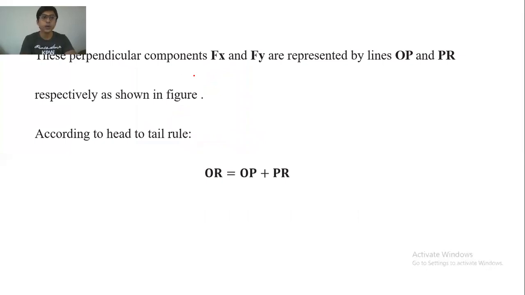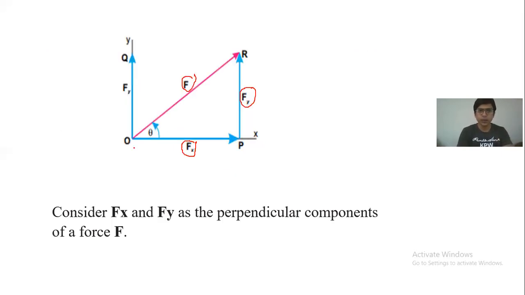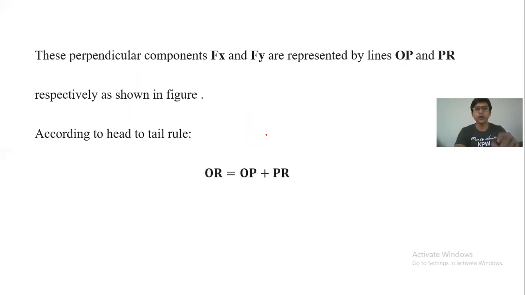Now the perpendicular components are represented by lines OP and PR respectively, as shown in the figure. According to the head to tail rule, OR is equal to OP plus PR. Referring to the figure again, this is OP, this is PR, and this is OR. So OR is the resultant force, OP is its x component, and PR is its y component. The vectors are added with the head to tail rule: the head of the first vector is joined with the tail of the second vector.